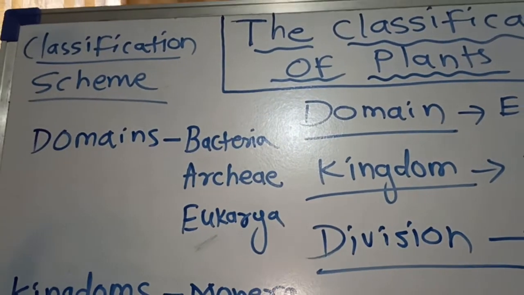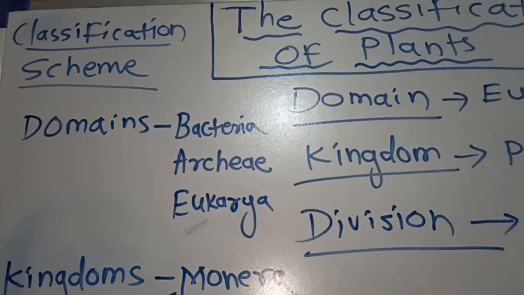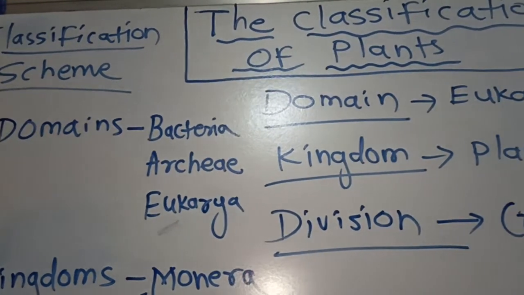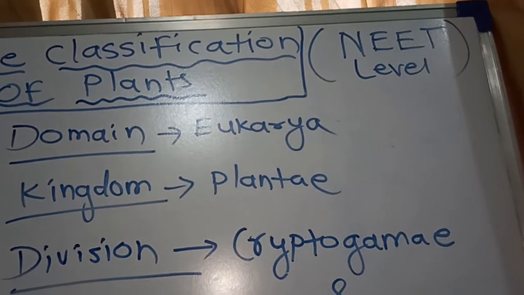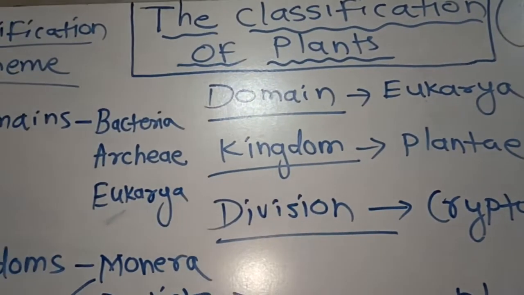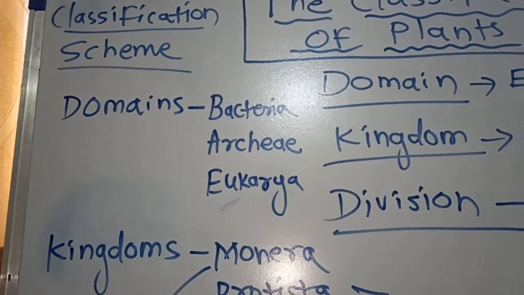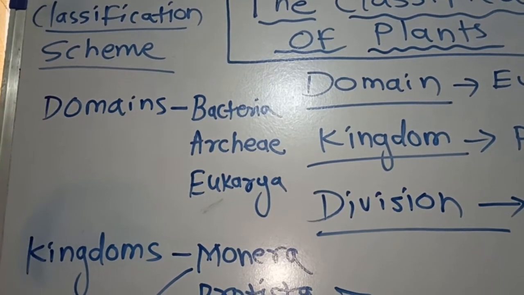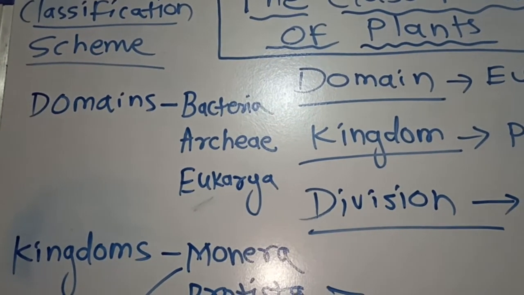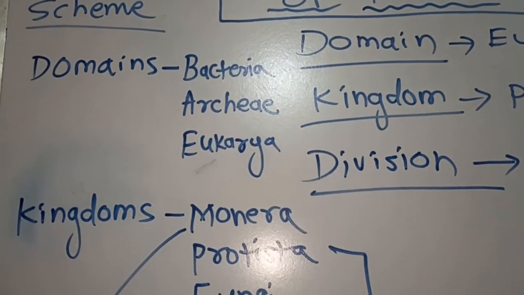Good afternoon, students. In this video, we are going to learn about the classification of plants at the NEET level. So let's first see what the classification scheme is. The top level in the classification scheme is domains. There are three domains: bacteria, archaea and eukarya.